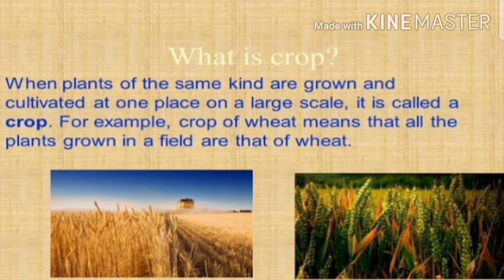It's learning time. Today's science topic is crops and types of crops. Let's get started. What do you mean by crop? A crop is when plants of the same kind are grown and cultivated at one place on a large scale. It is called a crop. For example, crop of wheat, crop of rice, crop of jowar, crop of maize, crop of cauliflower, etc. Crop of wheat means that all the plants grown in a field are that of wheat.